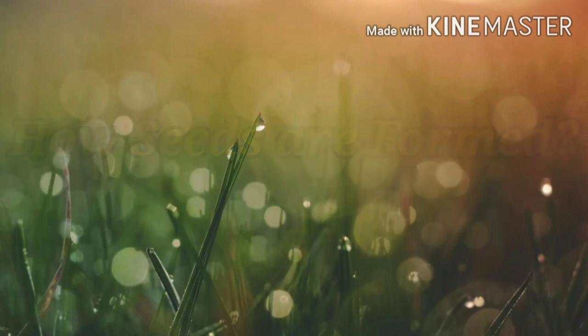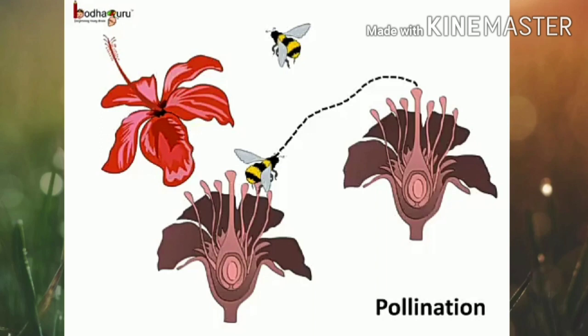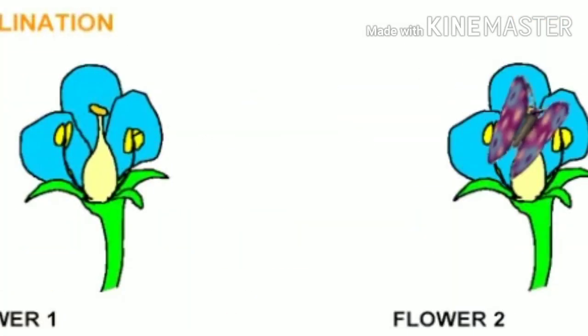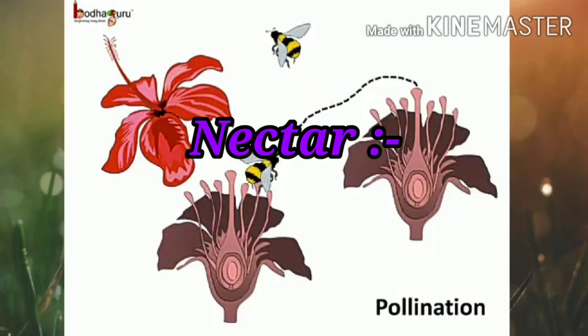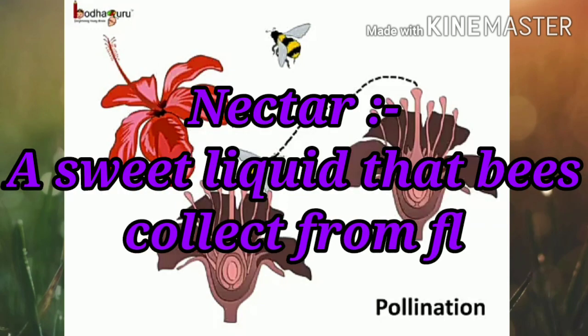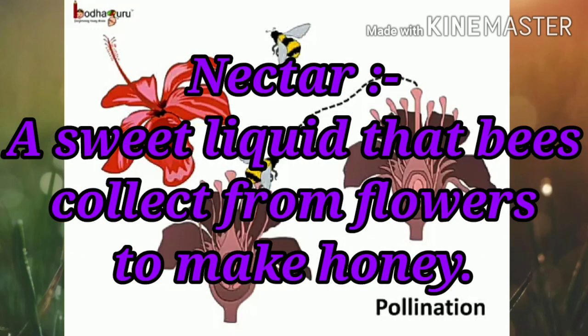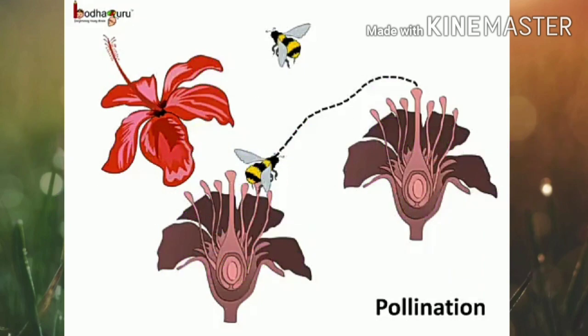Dear students, you must have seen insects feeding on the nectar of flowers. Now, what is nectar? Do you know? Nectar is a sweet liquid that bees collect from the flowers to make honey. While feeding on a flower, pollen grains from the anthers get stuck to their body. When the insects move to the stigma of a similar flower, the pollen grains fall on the stigma.